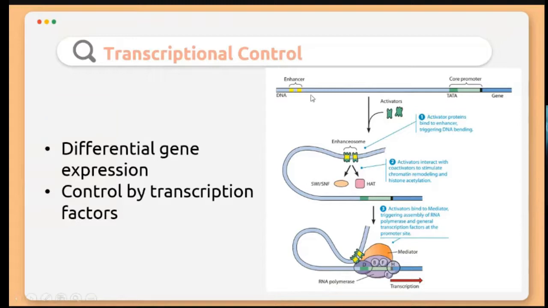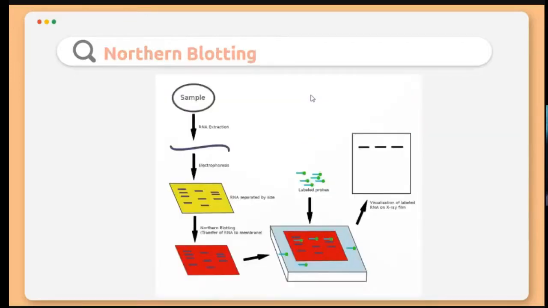So, kapag pinanood nyo ulit yung video ng transcription nung una, merong folding na nangyari sa unahan. Balikan nyo yan. And ngayon, meron tayong mga techniques to see how RNA is transcribed or kung ano yung RNA na express ng mga cells. So, the first technique is northern blotting.